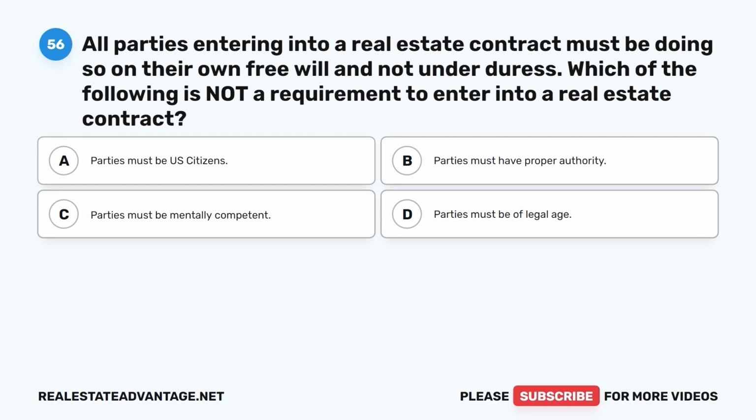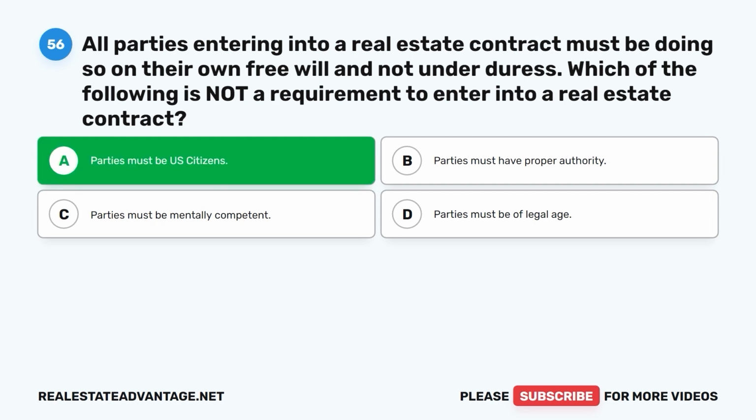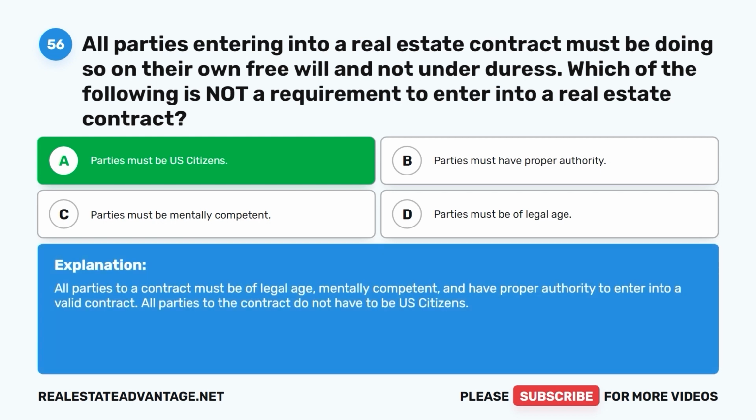Question 56. All parties entering into a real estate contract must be doing so on their own free will and not under duress. Which of the following is not a requirement to enter into a real estate contract? A. Parties must be U.S. citizens. B. Parties must have proper authority. C. Parties must be mentally competent. D. Parties must be of legal age. The correct answer is A. Parties must be U.S. citizens. All parties to a contract must be of legal age, mentally competent, and have proper authority to enter into a valid contract. All parties to the contract do not have to be U.S. citizens.